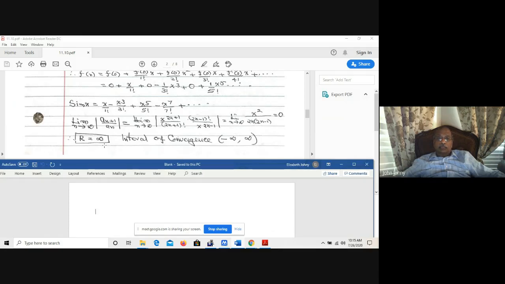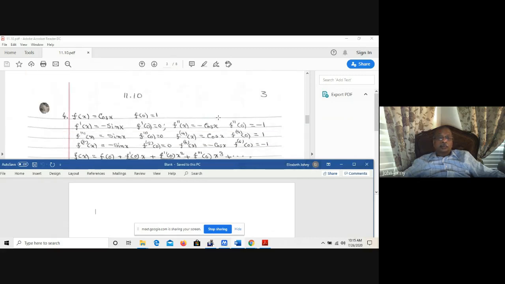Therefore, radius of convergence is infinity and interval of convergence is negative infinity to infinity. Cos x.